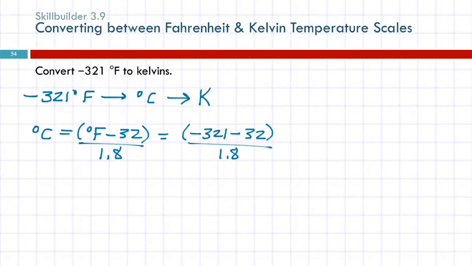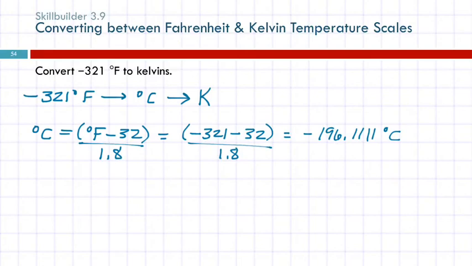So I'm going to put in my calculator the negative sign, not subtracting, but the negative change sign thing. Negative 321 minus 32. You could use parentheses if you want. And then I'm going to press equals, tell my calculator, finish that. And then I'm going to divide by 1.8. And my calculator says minus 196.1111. It goes on and on and on. Degrees Celsius. I'm not going to worry about sig figs yet.